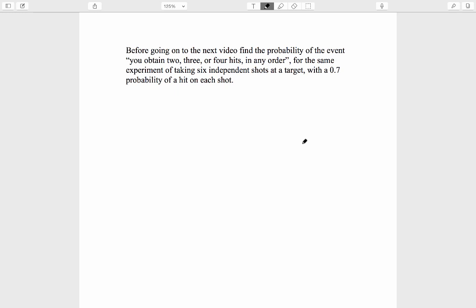Before going on to the next video, find the probability of the event that you obtain 2, 3, or 4 hits in any order. For the same experiment of taking 6 independent shots at a target, with a 0.7 probability of a hit on each shot.